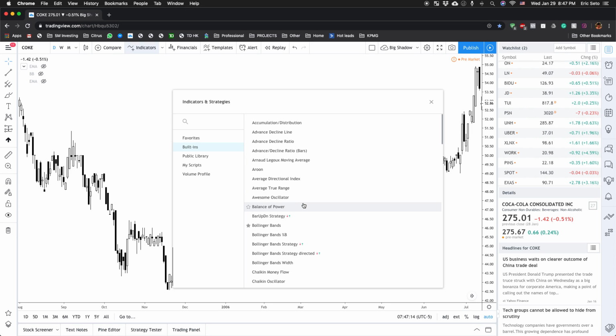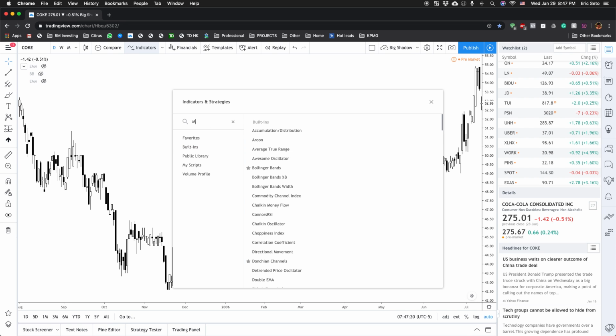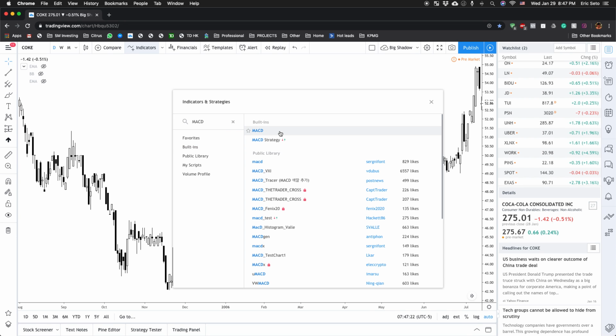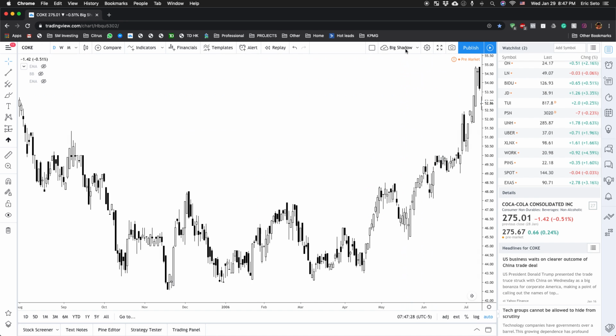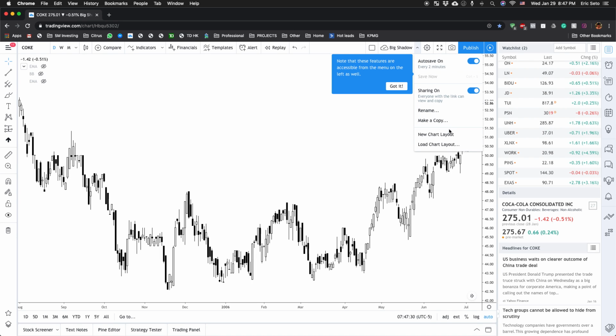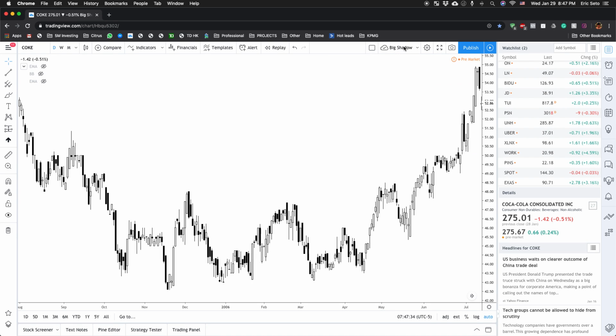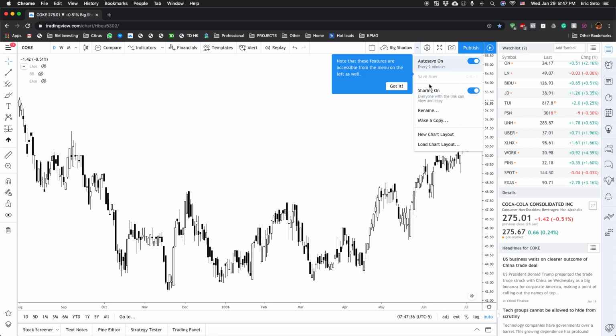And once you start adding, I'm just going to show you something very, very simple. So let's say I'm adding MACD. Okay? So apparently I reached my indicator limit. No worries. I'm actually going to use a new chart layout instead of the one I'm currently using.